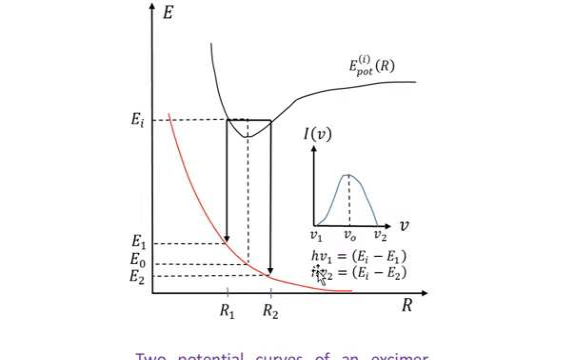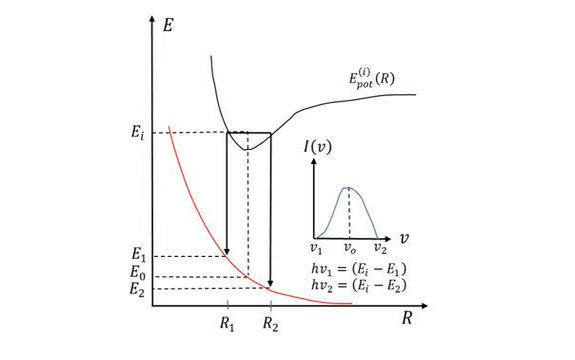So you have h nu 1 equal to Ei minus E1, where Ei is shown over here and E1 is also shown over here. The difference between these two is h nu 1, and h nu 2 is equal to the difference between Ei and E2. Ei is shown over here, this is the Ei horizontal curve, and E2 is the curve which is shown over here. So the transition from Ei to E2 will give you a frequency nu 2, or the energy h nu 2. So the upper one is the curve of the excimer.